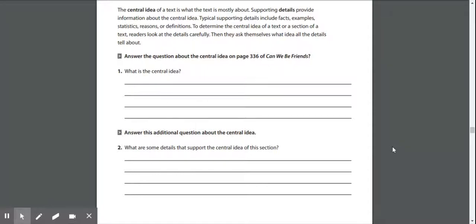So details are just other facts that help you understand what that one central idea is. Your central idea will most likely just be one sentence. And then number two would just be some other details that were included in that piece of the text.